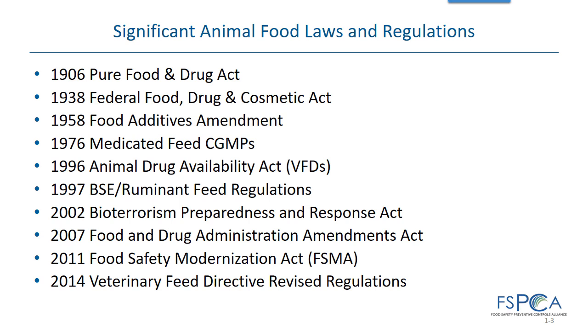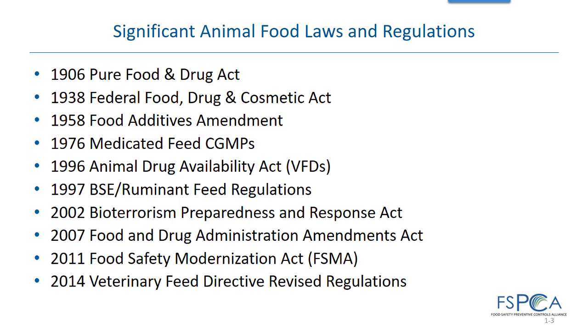In 1996, we saw the Animal Drug Availability Act. Sometimes this is referred to as the Veterinary Feed Directives, and this just improved the process for testing and approving medicated feeds. In 1997, we saw a reaction to the outbreak of BSE, so we have some BSE and ruminant feed regulations that came about as a response to mad cow disease. In 2002, in response to 9/11, we have the creation of the Bioterrorism Preparedness and Response Act. This is sometimes referred to as a food facility registration or Part 415 registration.